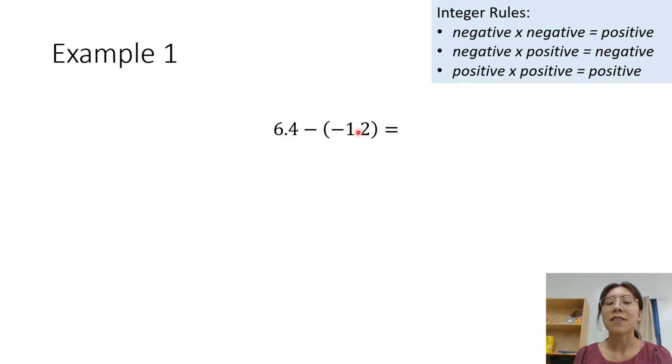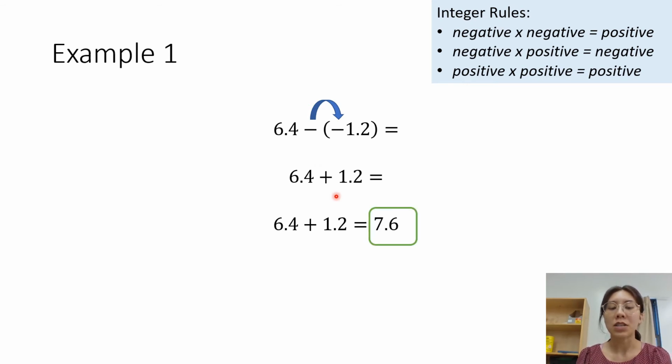6.4 minus negative 1.2. Remember BEDMAS starts with B for brackets. So we are going to multiply this outside number in. Now this outside number is negative 1, so negative 1 times a negative will result in a positive. Now that we have solved for the bracket, we can solve for the next order of operation, which is addition. So 6.4 plus 1.2 will result in 7.6. And remember, whenever you write an answer, please put your answer inside of a box.